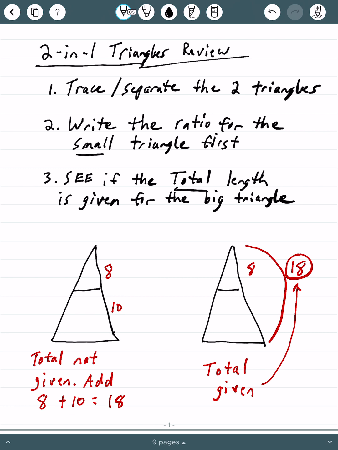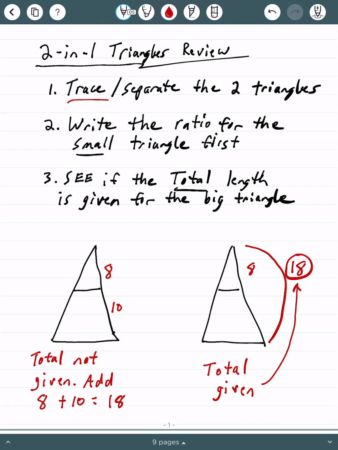I think the very first thing you should do is trace or separate the two different triangles. That makes it so much easier. So basically, on the very first step, I just want you to trace the first triangle, or the small triangle. Okay, then you're going to write the ratio for that same small triangle down.